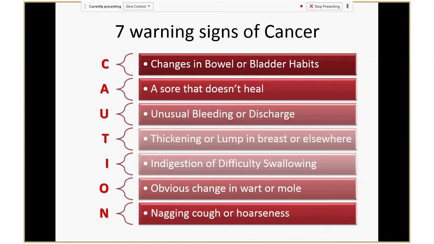A nagging cough or hoarseness. I hear this quite a bit from people that have cancer. That is one of the first signs they had, a cough that didn't go away, and it wasn't accompanied by an infection, like a cold.